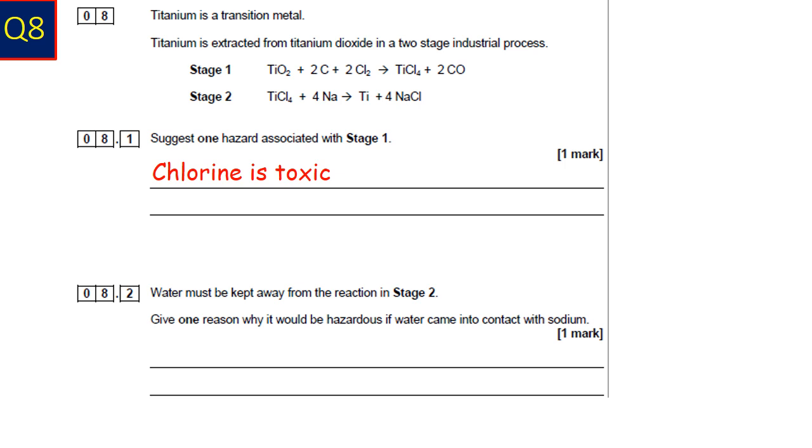For 8.2, water must be kept away from reaction stage 2. Give one reason why it would be hazardous if water came into contact with sodium. So I think the most common answer we'd see from students is that sodium reacts violently, and that would be creditworthy. But we can use other words to describe that. We could say it's an explosive reaction, it's a very exothermic reaction. We could also mention that when it reacts, it produces sodium hydroxide, which is highly corrosive. We can also say that hydrogen gas is produced, and that is explosive and flammable. So you've got a few directions to go in.